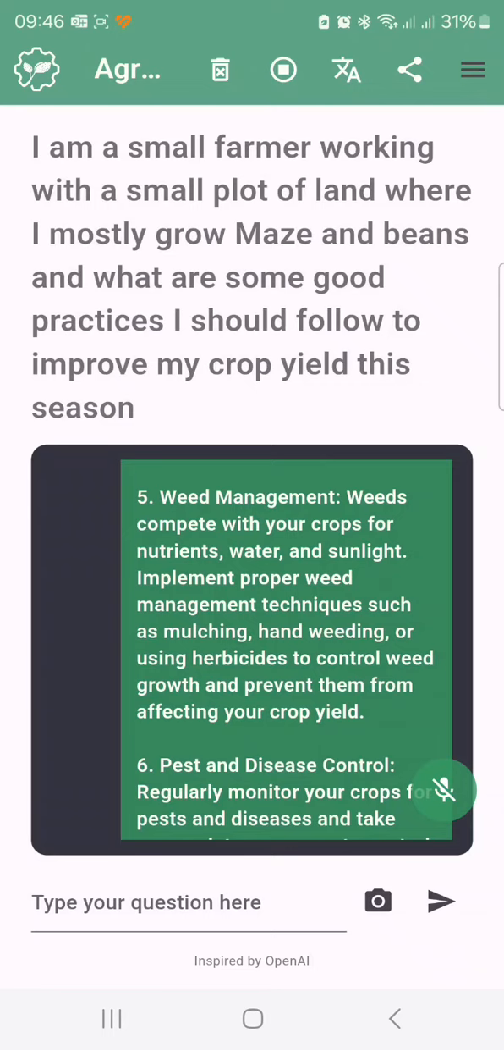5. Weed management. Weeds compete with your crops for nutrients, water, and sunlight. Implement proper weed management techniques such as mulching, hand weeding, or using herbicides to control weed growth and prevent them from affecting your crop yield.